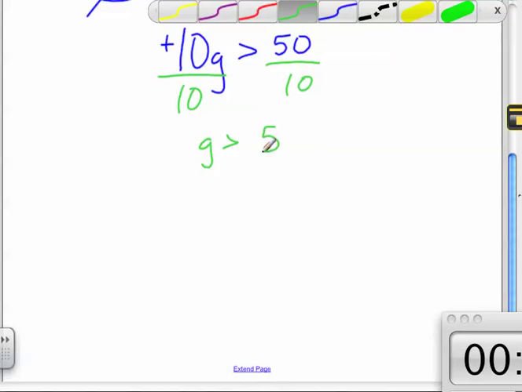All right. Good job, guys. But that was a multi-step inequality because we had to subtract 88 from both sides. Then we divided by 10. So we did more than one thing to get the variable by itself, thus the name, multi-step.